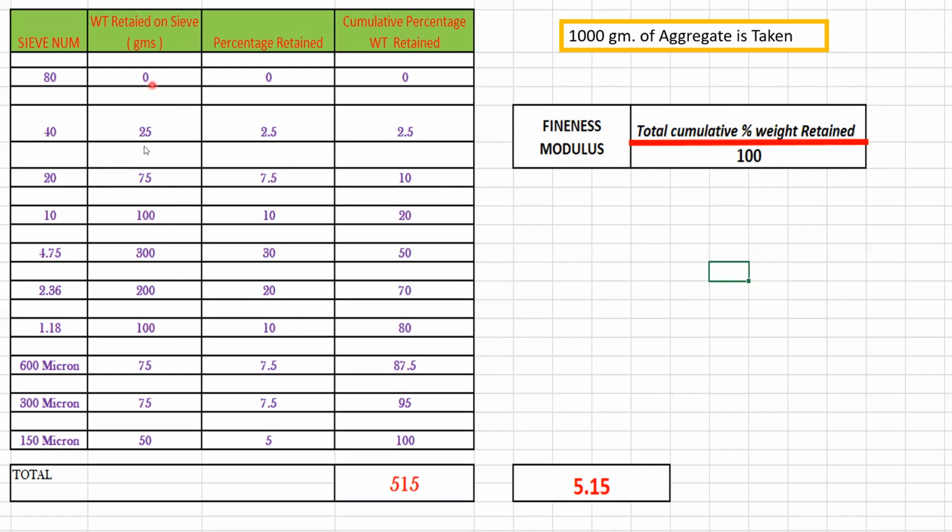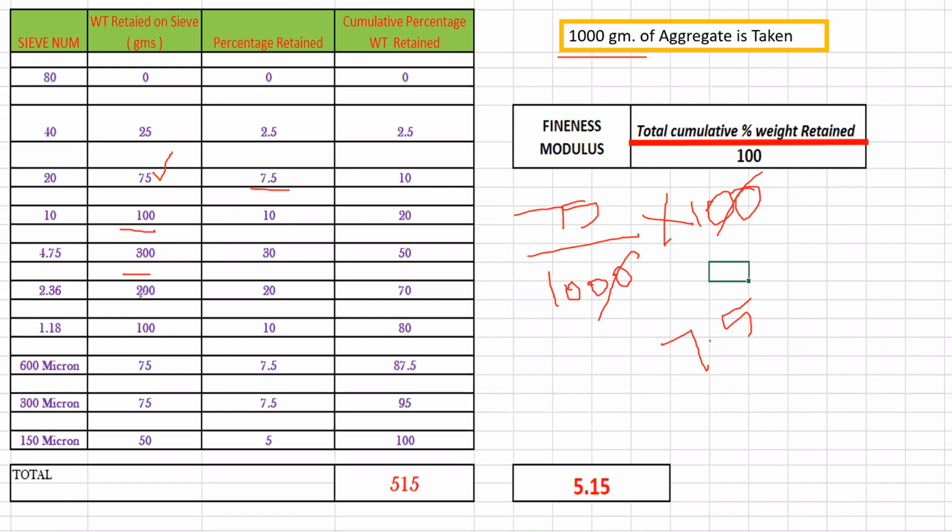Once this is done, next you have to write the percentage retained. So how is this percentage retained going to be done? It's very simple. Let me do it here. Let us consider this 75. So 75 is the weight retained on the sieve, divided by how much amount of aggregate you have taken initially, 1000. So divide it by 1000, and since I want it in terms of percentage, I'll multiply this by 100. So these two zeros are gone, these two zeros are gone. 75 divided by 10 comes out to be 7.5 percent. So that is why I have written 7.5. Similarly, do it for 100, 300, 200, and so on. And these are the percentages retained.